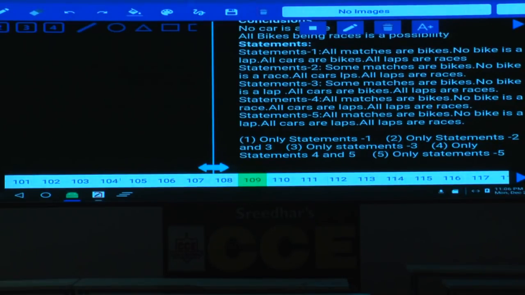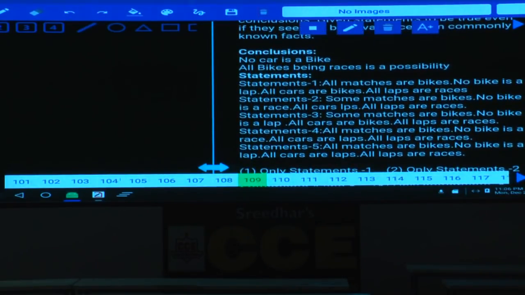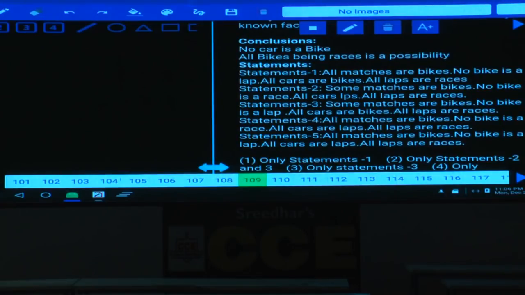Ninth one, question number 109. Now in this question number 109, no car is a bike. As no car is a bike, tell me what is your answer here? No car is a bike, no bike is lap, isn't it? No bike is lap. And bike should be as it is, lap should go, car should come. The statement between lap and car, there is no statement between lap and car, choice 1 is ruled out. Statement 1 is ruled out, isn't it?